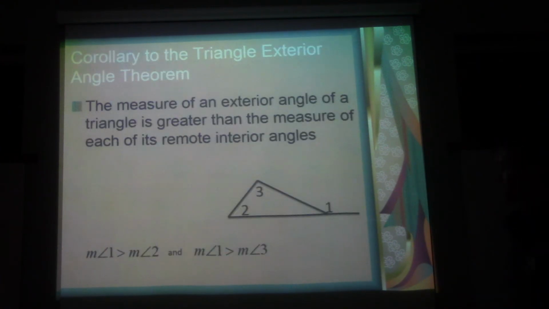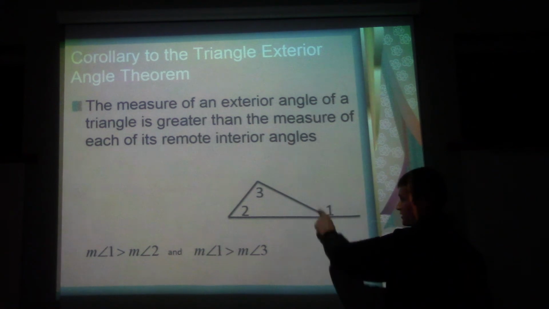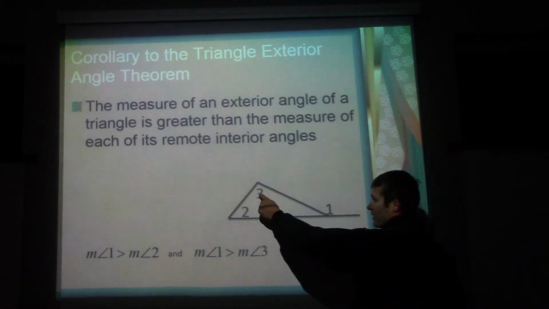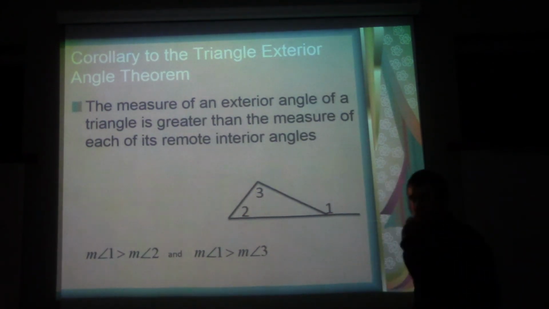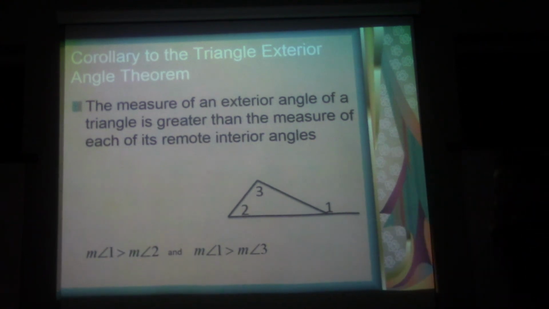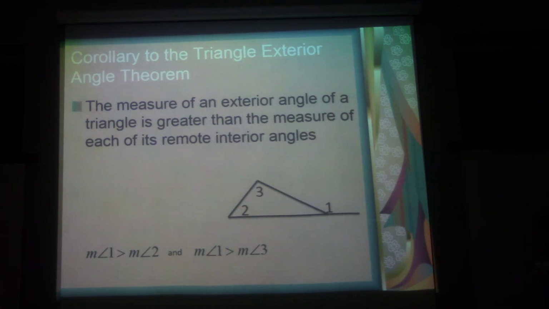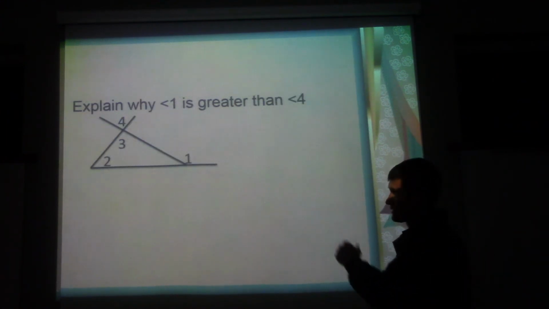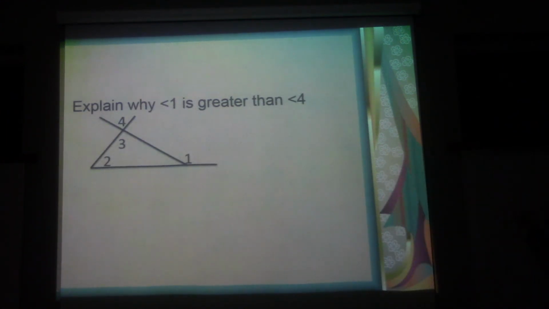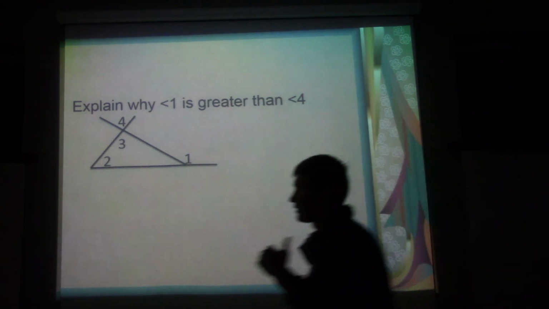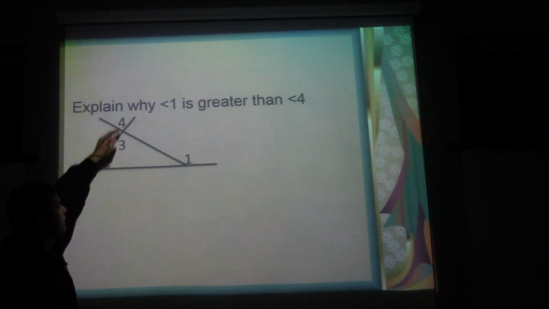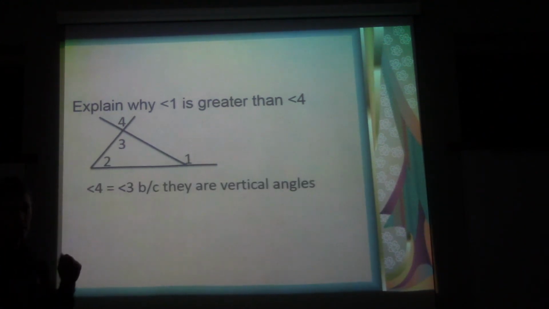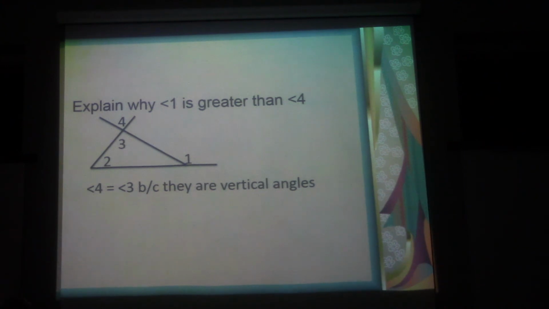So our last one is our remote interior angles. The exterior angle is greater than angle 3 or angle 2. So when we talk about it, the measure of an exterior angle is greater than either one of the remote interior angles. So let's go ahead and see how this plays out. So last example. How do I know that angle 1 is greater than angle 4? Well, we're going to use a previous property. So first of all, what do we know about angle 4 and 3? Those are vertical angles. So we know that 3 and 4 are equal.